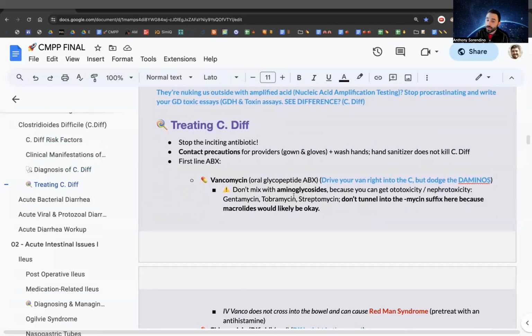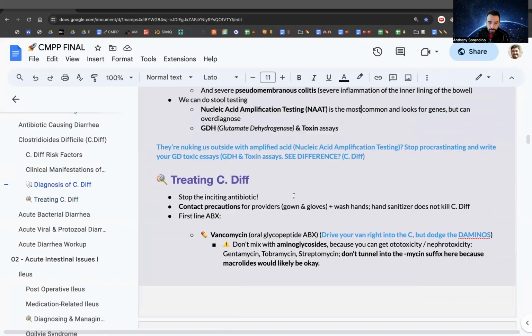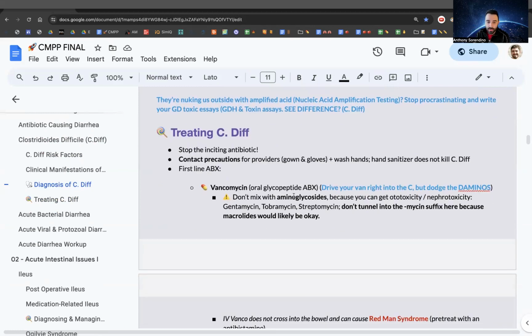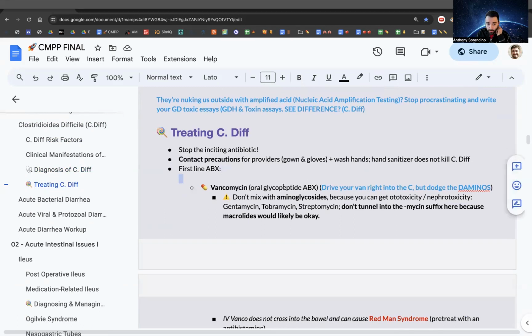Okay, the big thing here, I feel like this is going to be a question. Like you have a patient, they come back positive for C. diff. You want to, obviously, stop the inciting antibiotic if they're taking an antibiotic, but you want to start contact precautions for your providers in the hospital. Don't forget that practical stuff, gown and gloves, wash your hands. You know, hand sanitizer is not going to kill C. diff. If you've worked inpatient, you've definitely seen this before.